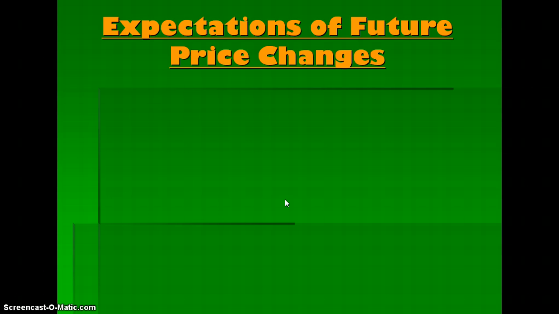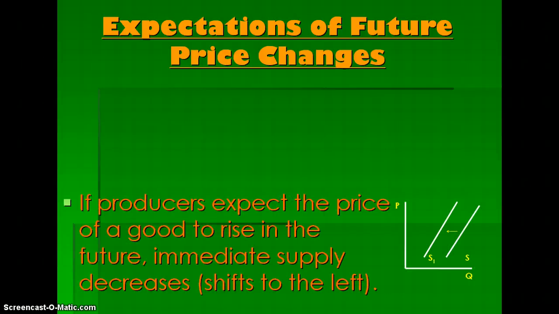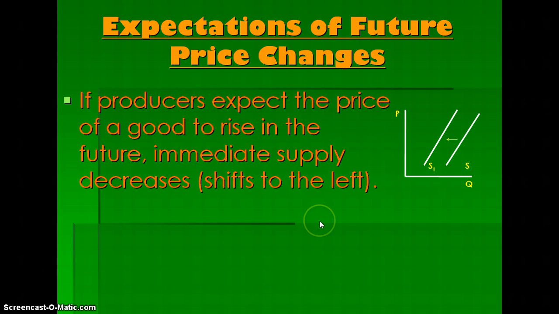All right, our next supply shifter is called expectations of future price changes. Basically what this means is if producers expect the price of a good to rise in the future, then the immediate supply will decrease or shift to the left. And you can see our graph shows that there. This is similar to the demand shifter of expectations of price changes, only in this case it's supply.